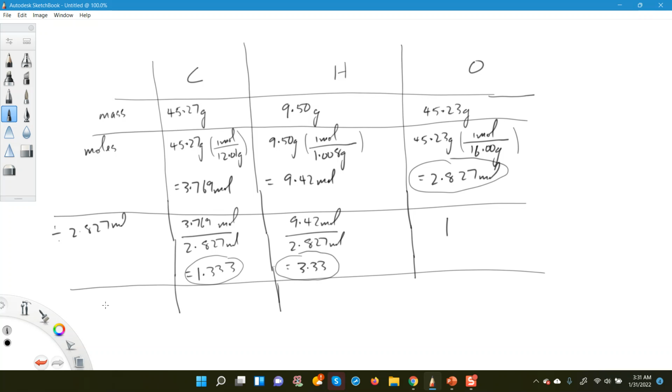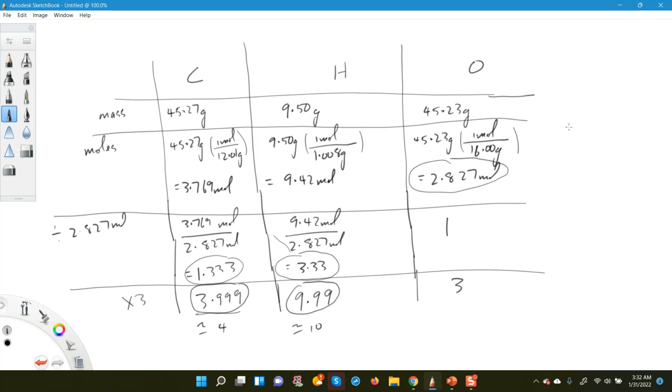What that tells me is that if I multiply right through by 3, then 1.33 times 3 gives you 3.999, and 3.33 times 3 gives you 9.99. Oh, by the way, you have to multiply the oxygen value by 3 as well; you have to multiply right through by 3. When you look at these numbers now, you'll notice that they're very close to an integer. This is basically 4, and this is basically 10.